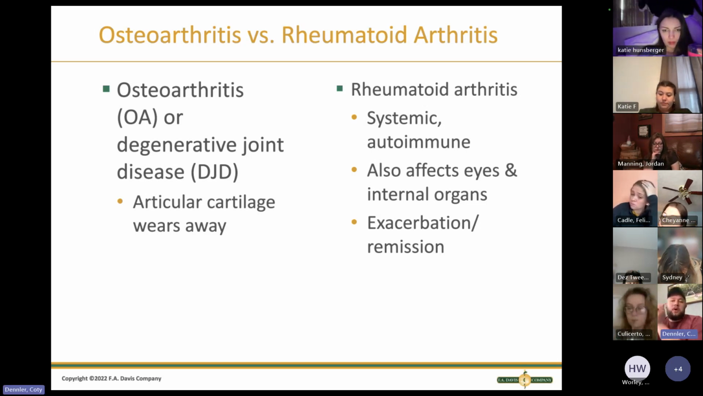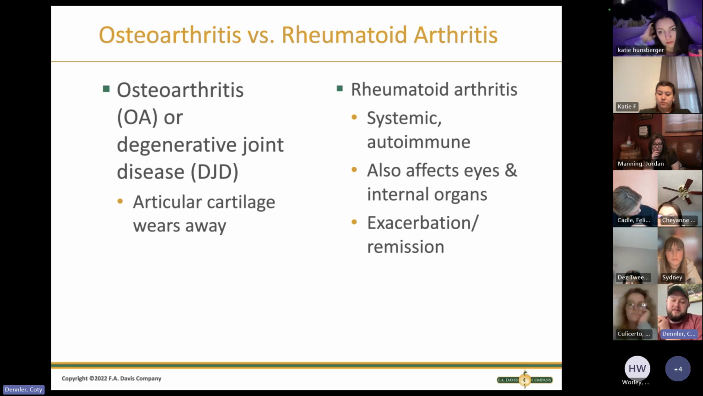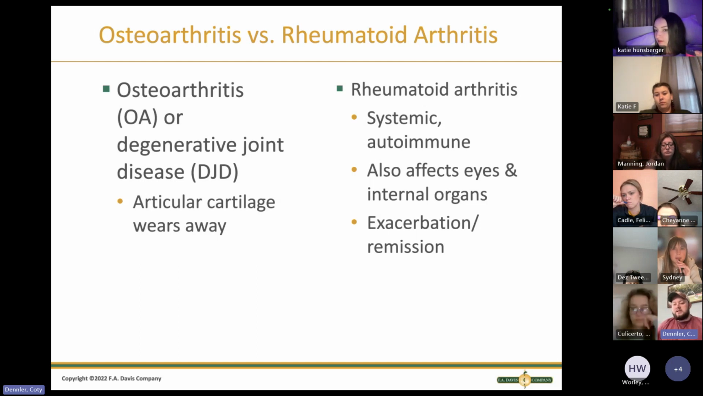Who remembers what one of the biggest contraindications is for RA as far as modalities go? We talked about it last semester. I made you all put your hand over your heart and raise your hand and swear that you would never do this. Don't use heat. Don't use heat. Absolutely. Don't use heat.